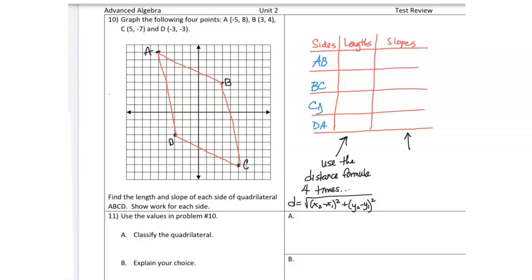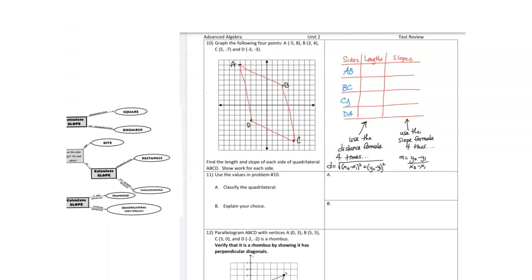For your slopes, you're going to use the slope formula 4 times. And remember that that slope formula is m equals y2 minus y1 over x2 minus x1. After you've figured out your slopes and your lengths for number 10, then you'll be able to identify or classify the quadrilateral for number 11, as well as explain your choice.